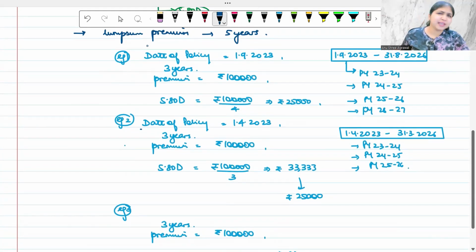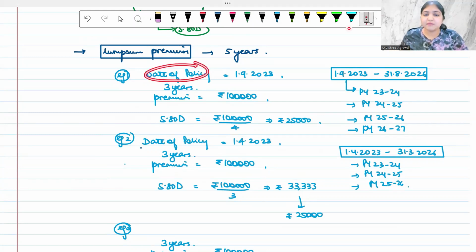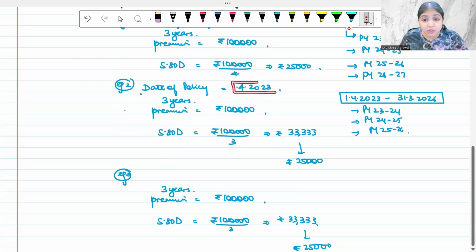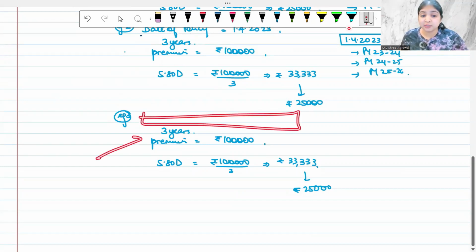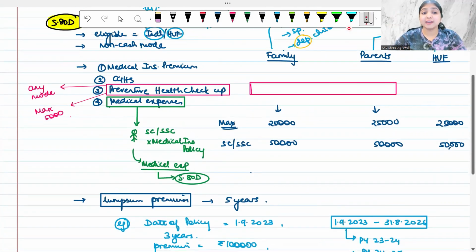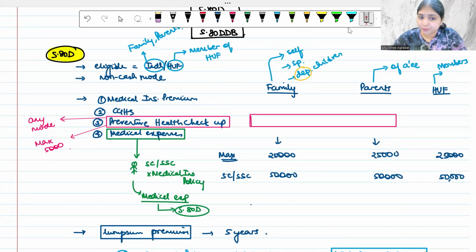This lump sum premium is a very, very popular concept from the MCQs point of view. Very often asked in the MCQs about lump sum premium. If they've given you the date of policy and if the policy is for 3 years, you divide by 1 extra year, 4 years. But if the policy is taken on the 1st of April, then 3 years means you will divide by 3 years only. And lastly, if they don't give you the date of policy, if they just tell you that the policy is for 3 years, then 3 years means you will divide it by 3 years. This is your entire learning with respect to section 80D. Tell me, do you all have perfect clarity on section 80D as of now?